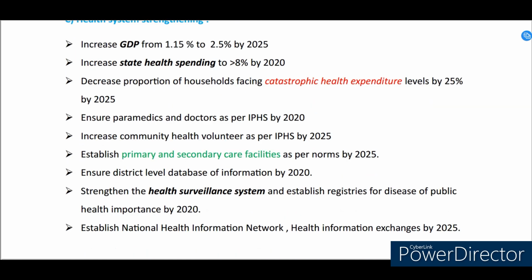Strengthen the health surveillance system and establish registries for diseases of public health importance by 2020. And the last one, establish National Health Information Network, Health Information Exchanges by 2025.